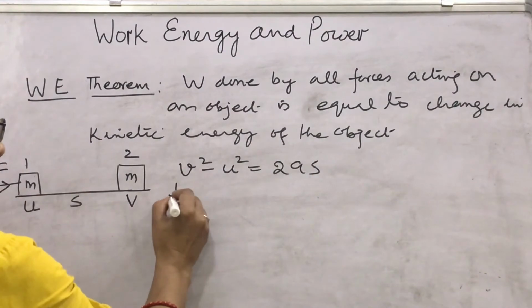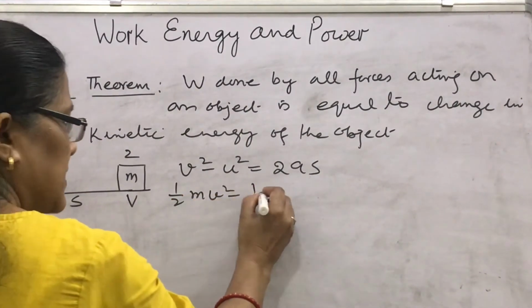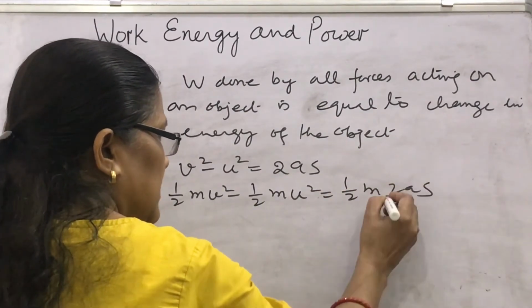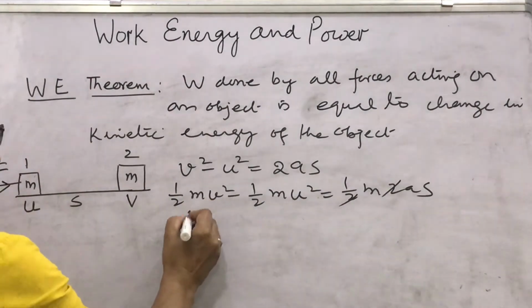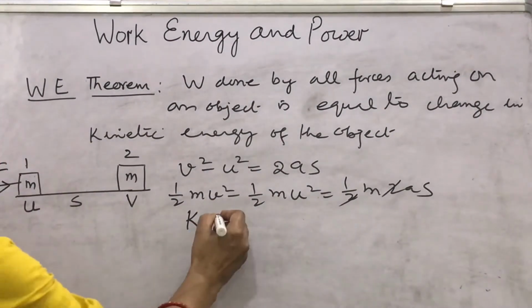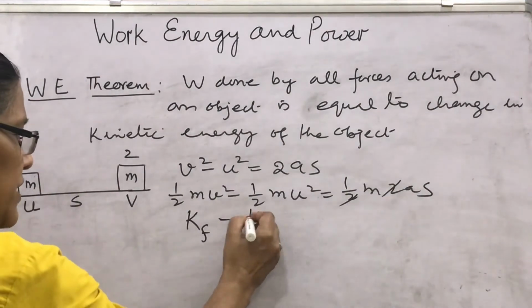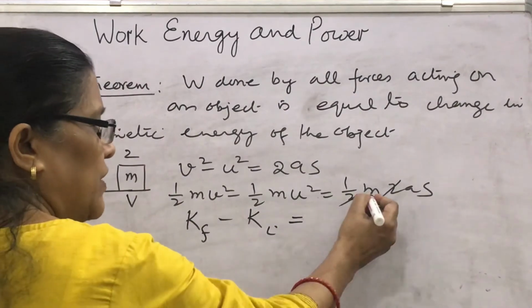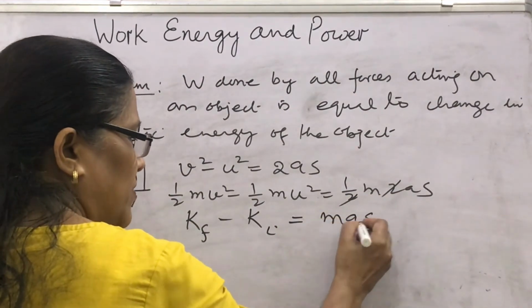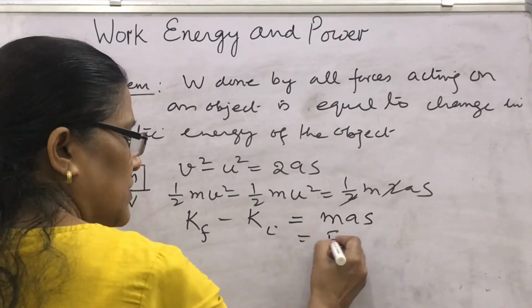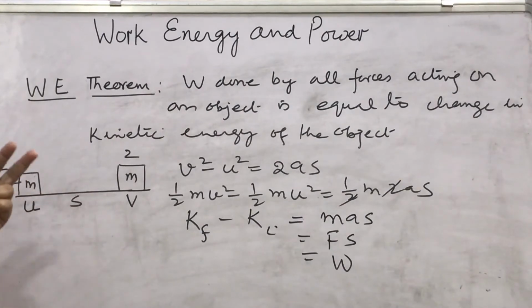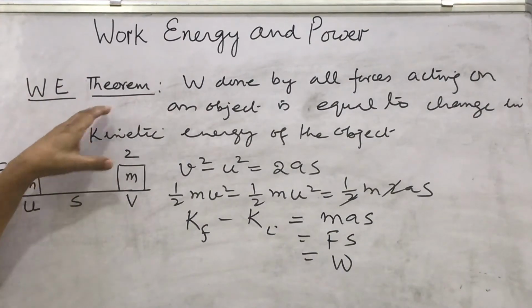Multiply both sides by half m, you will get half mv square minus half mu square equal to half m into 2as. This half and 2 will be cancelled. What is this? K final, the final kinetic energy, minus K initial, this is the expression for kinetic energy, equal to ma into s. What is ma? Force. So force into s, that is work done. Here we have assumed that force is constant. So this is how the work energy theorem is proved.